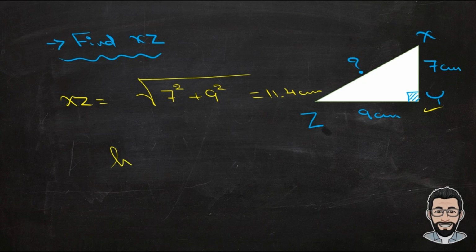So if you want to find any hypotenuse, just you're gonna put here the square root, the first leg, power 2, plus the second leg, power 2. This is a leg, this is the other leg.